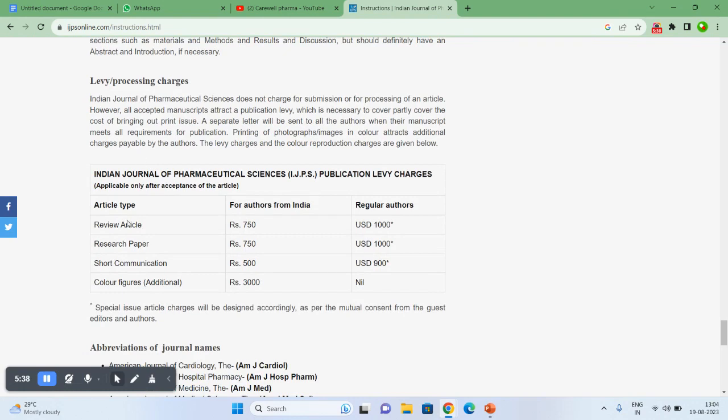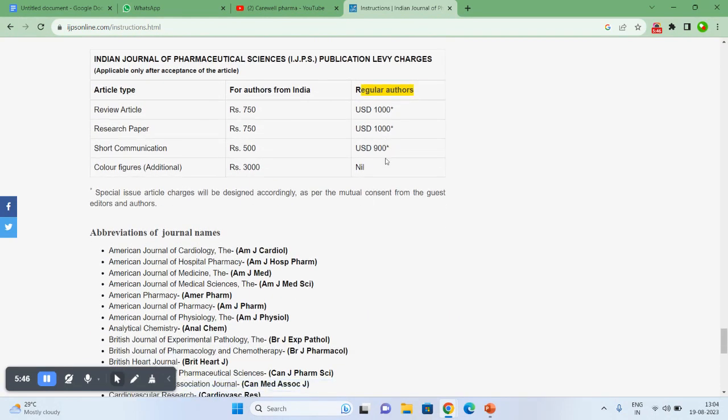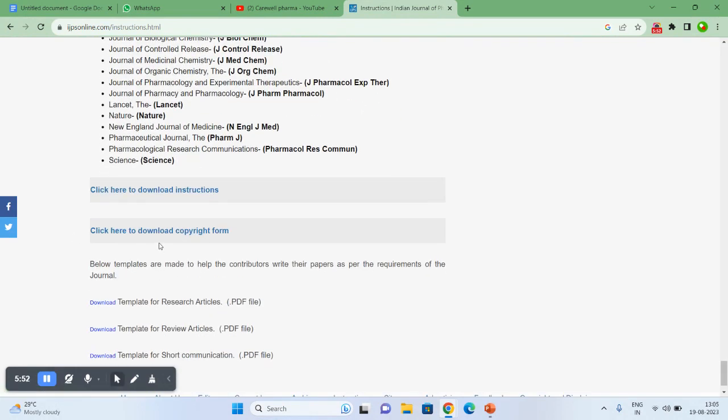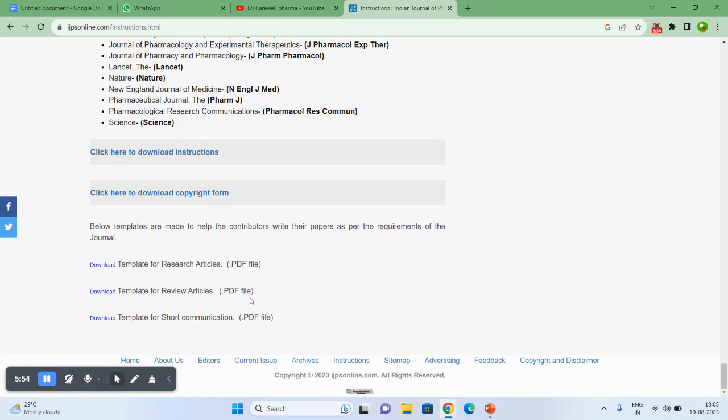Here they have mentioned the fees as well, if there are any article processing charges, that is APC. You can see the charges for Indian authors, and for other authors it is in US dollars. There are instructions you can download, and there's a copyright form as well. Here, as I was mentioning, you can see what their expectations are. They ask for templates for research articles, review articles and short communications. From here you can obtain more details about the same.